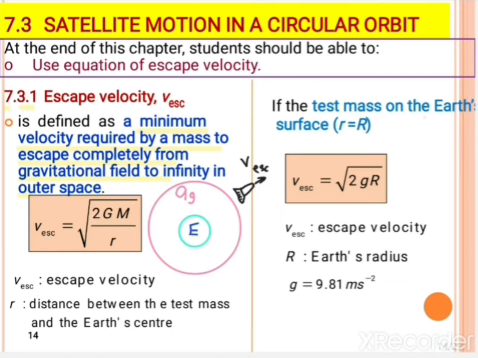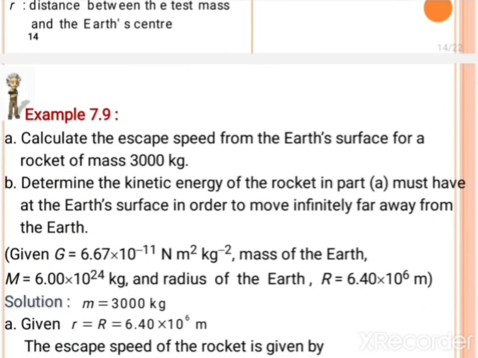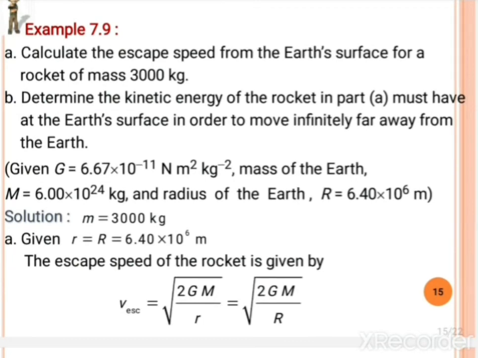If the test mass is on Earth's surface, the distance r is equal to the radius of Earth. So the formula for escape velocity is equal to the square root of 2gR, where R is the radius of Earth. Look at example 7.9. Question A. Calculate the escape speed from the Earth's surface for a rocket of mass 300 kg.